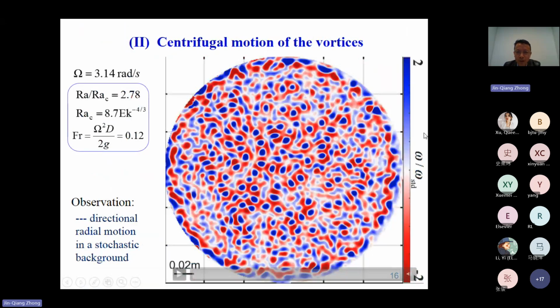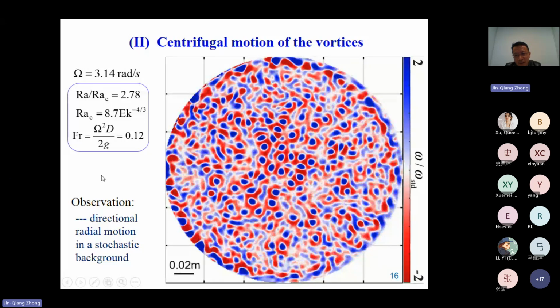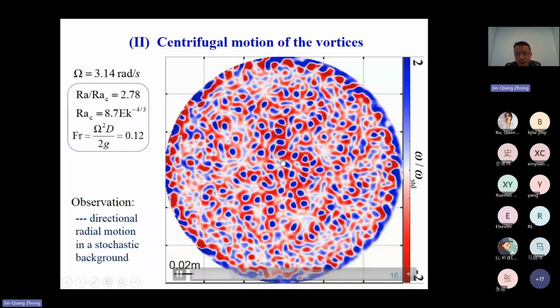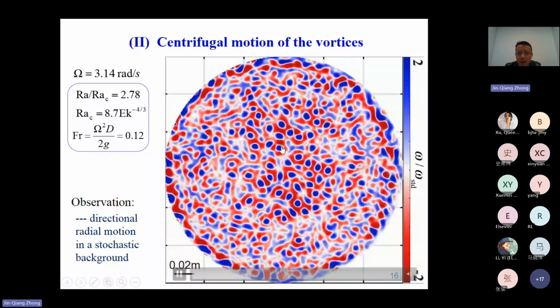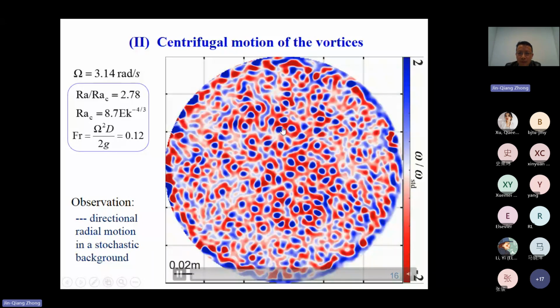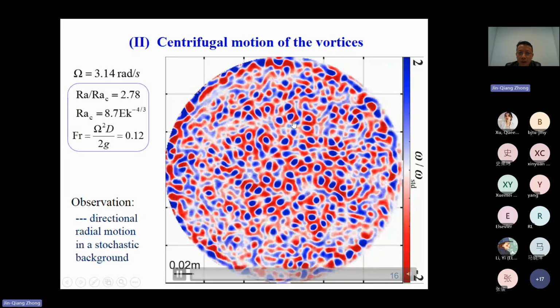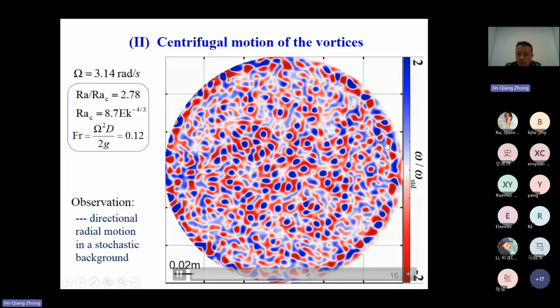In the next section, I will introduce a new type of vortex motion in a flow regime where the centrifugal force is significant. Here's another experimental video captured at a rotating rate of 0.5 Hertz, and the Froude number, which measures the ratio of the centrifugal force over gravity, is 0.12. Under these conditions, we see the cold vortices represented by the red patches are moving outwardly, although their motion is frequently disturbed by neighboring vortices, and the warm vortices are moving inward.